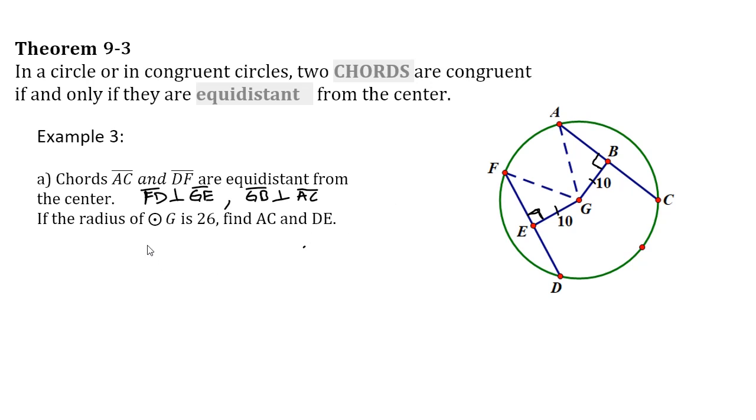If the radius of circle G is 26, then go ahead and find AC and DE. So we have to figure out from here to here, and we have to figure out this piece over here.